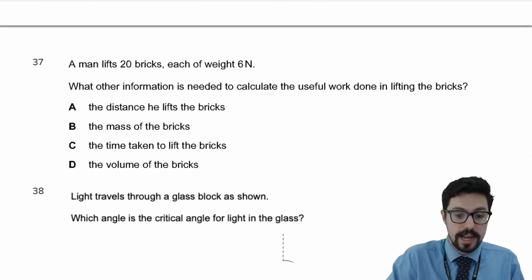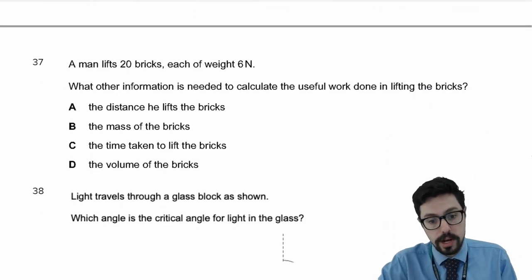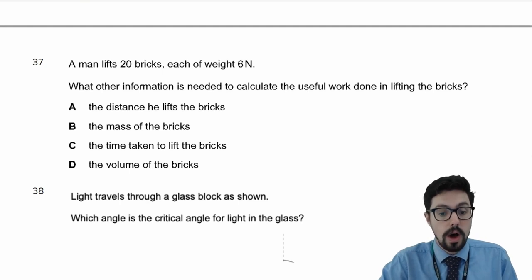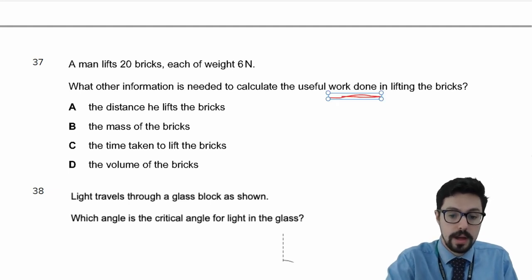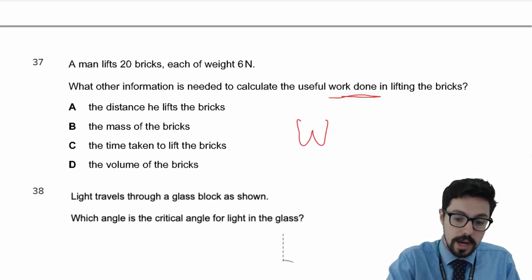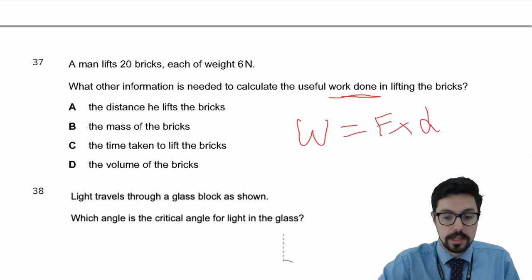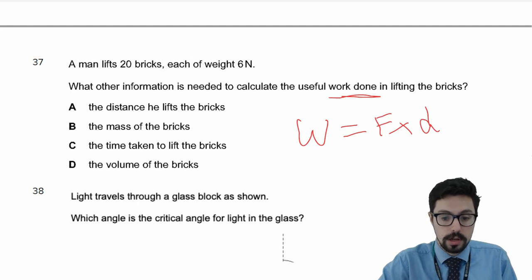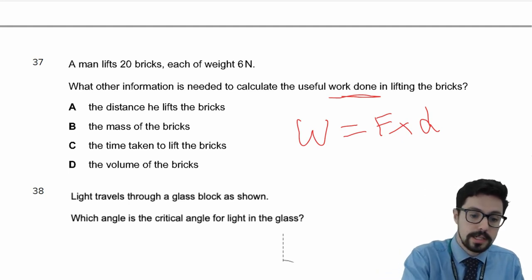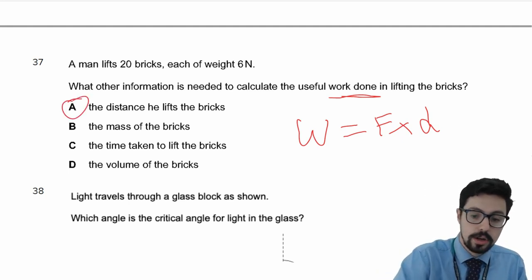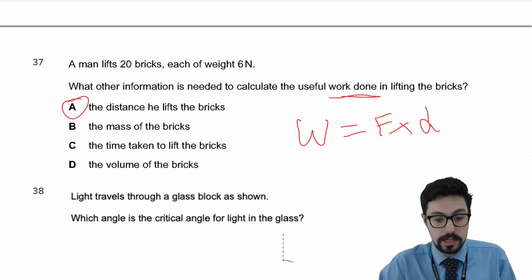Okay, question 37. A man lifts 20 bricks, each weighs 6 newtons. What other information is needed to calculate the useful work done? The key bit here is work done, and we know the equation: work done equals force times distance. We've got the force, which is the weight. We don't know the distance. So it's really simple, it must be A, because we can't find work done until we know the distance he lifts the bricks.